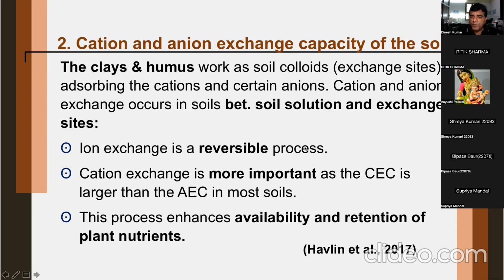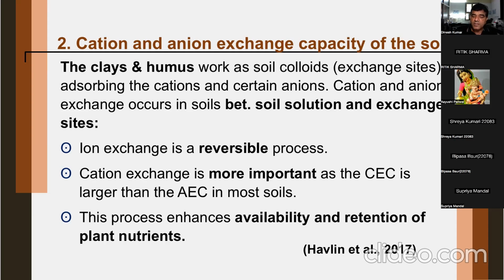Cation exchange is more important as the cation exchange capacity is larger than the anion exchange capacity in soils. Otherwise also, the species of anions are fewer in number: chloride, sulfate, nitrate. But most other ions are cations. So in soil also, nature has made cation exchange capacity higher than anion exchange capacity. Therefore, cation exchange capacity is more important than anion exchange capacity in soil.